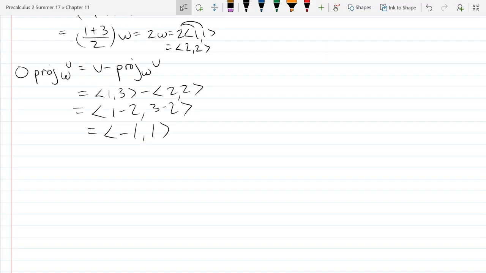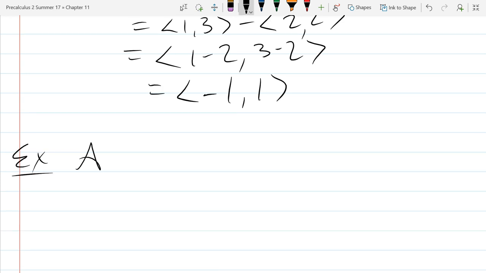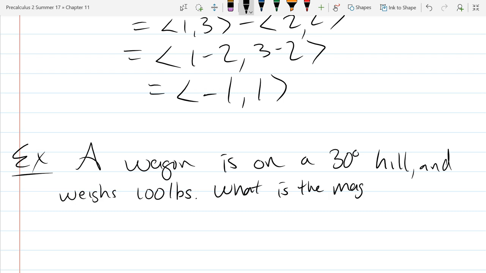Our word problems we're going to do are both physics-based, and our first one we're going to look at a wagon that is on a hill. So a wagon is on a 30-degree hill and weighs 100 pounds. What is the magnitude of force needed to keep the wagon from moving? What's the magnitude of force parallel with the hill?